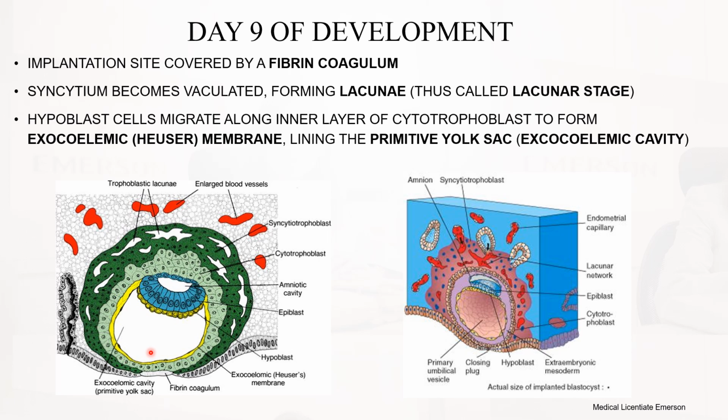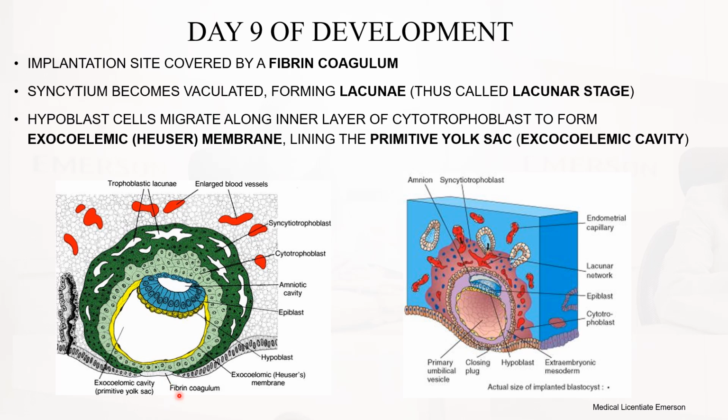Okay, so let's now look at this in the picture. Let's explain it in the picture. So the implantation site becomes covered by the fibrin coagulum. So the implantation site is the one which is this part. You have seen the fibrin coagulum here. So meaning the implantation part that has been covered now, where the cell had implanted from and entered into the endometrium, has now become covered by the fibrin coagulum.